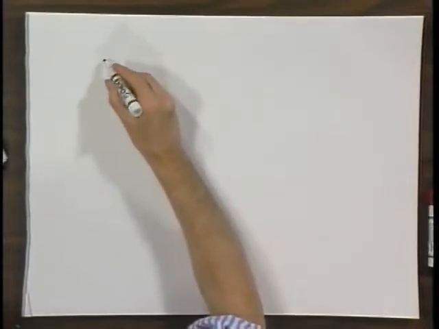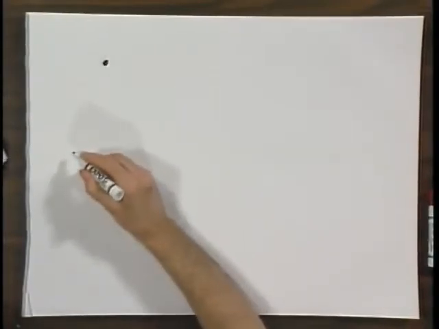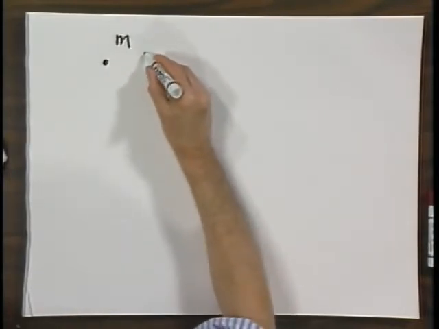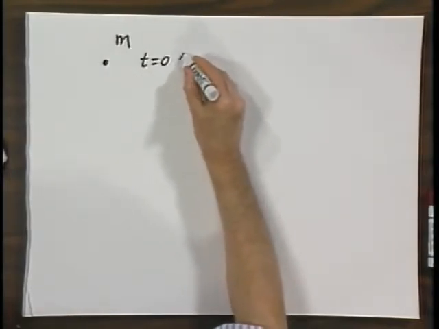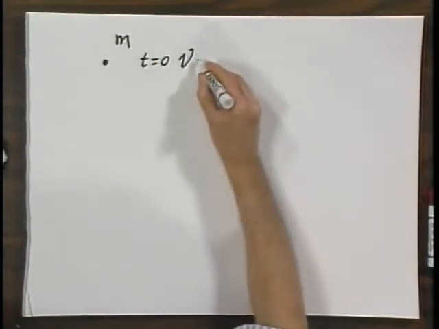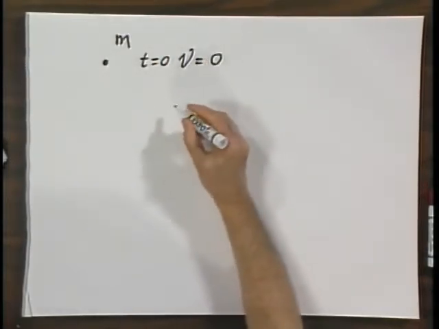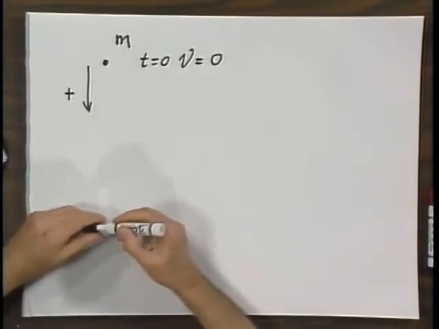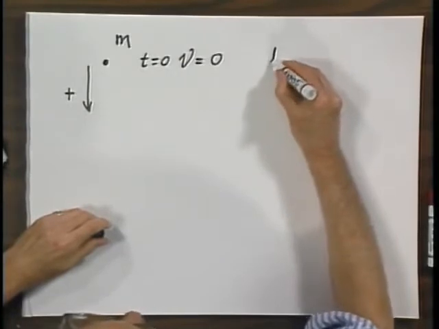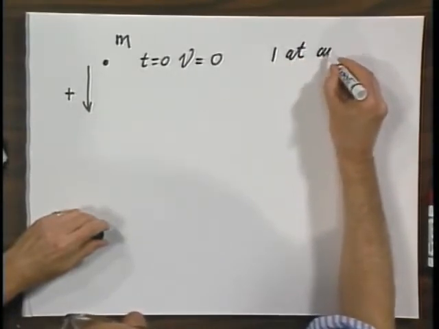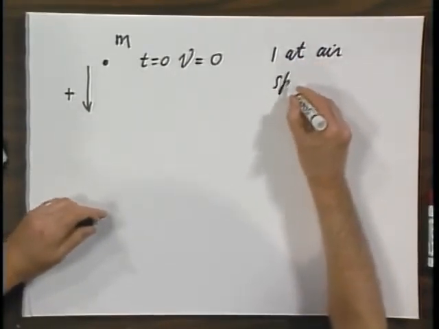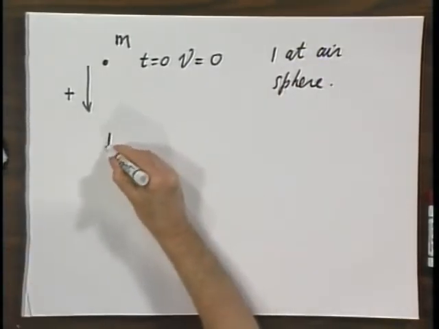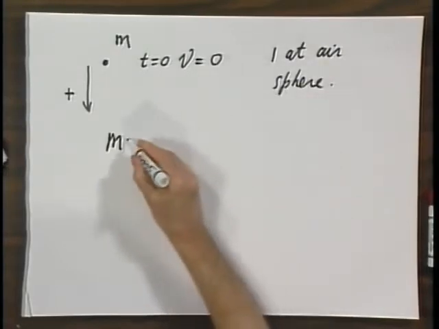So here's my oil drop, which has a certain mass m, and I release it at speed 0, so at t equals 0, my velocity in this direction equals 0. I will call this the plus direction. And I drop this in 1 atmosphere air. It is a sphere, and so I can use my equations that we discussed earlier.